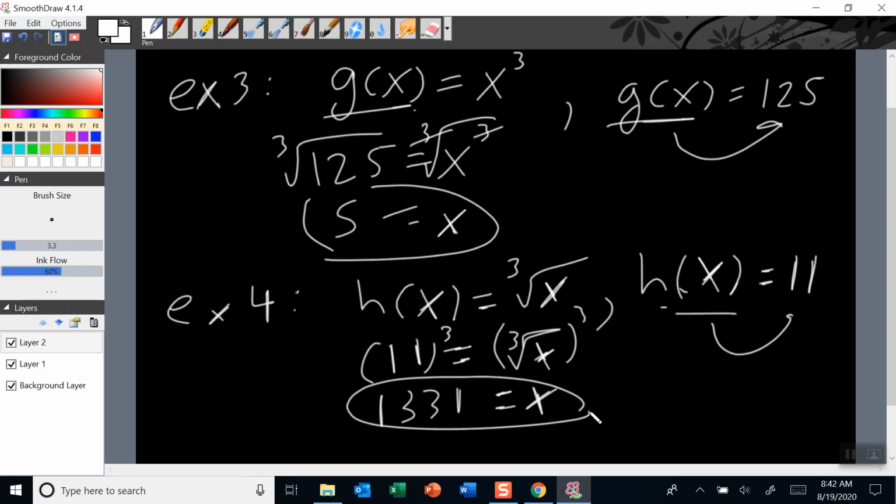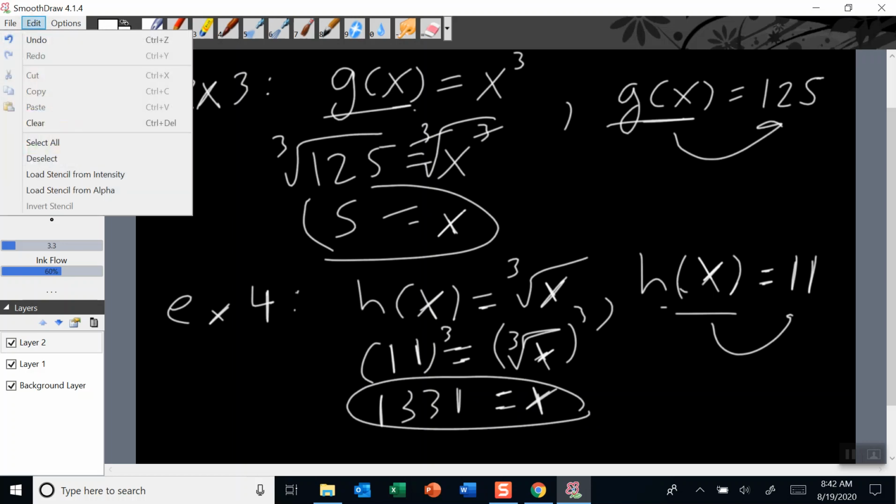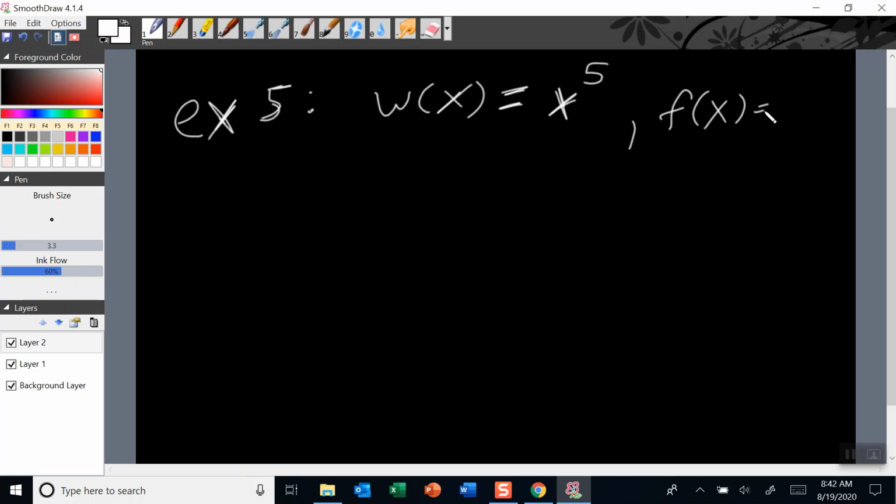Okay, I'm going to show you all one final example just to make sure that we fully have this. And so here's our last example. Example number 5. You know what? In honor of it being our 5th example, let's say this. Let's say w of x, so just any generic function, is equal to x to the power of 5. Okay? And let's say that w of x is equal to, you know what? Let's choose the number 32. Oh, and you know what? I made a mistake. That shouldn't be f of x. That should be w of x.